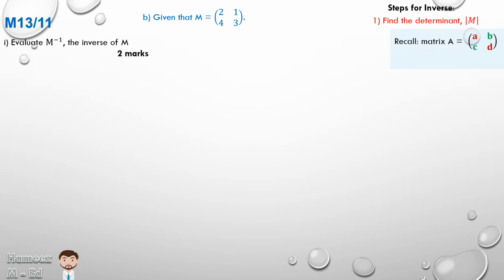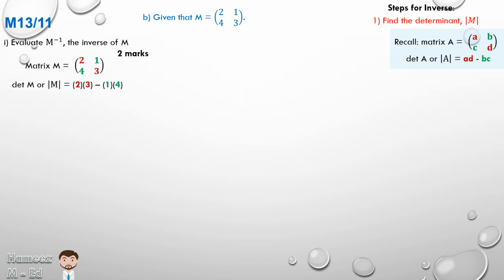And let's recall that if we have any matrix A and they're given the values a, b, c, d, I notice I have them in red and green, then to find the determinant, we're multiplying the red terms, which is along the major diagonal. So that's ad minus the green terms, bc. So we're going to apply that here. Since M is 2, 1, 4, 3, then the determinant is 2 by 3, the red terms, minus the green terms, 1 by 4.